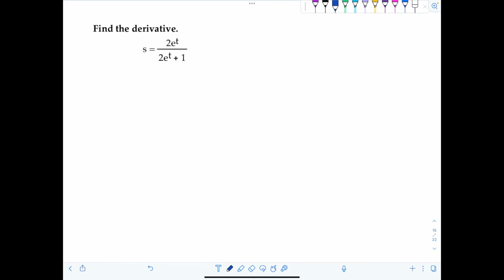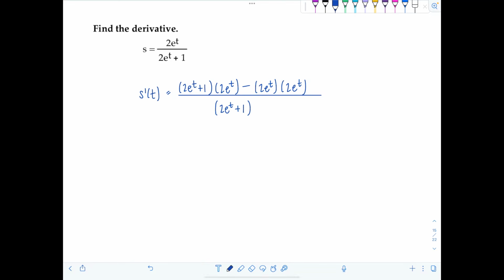Okay, find the derivative. So it's quotient rule time. S prime of t, I always sing the song low-d high minus high-d low over low-low. So low means just the denominator. D high means multiply by the derivative of the numerator. Derivative of 2e to the t is 2e to the t. Minus high, d low is derivative of the denominator. That's 2e to the t. And then over low low, so that's 2e to the t plus 1 squared. Square the denominator.